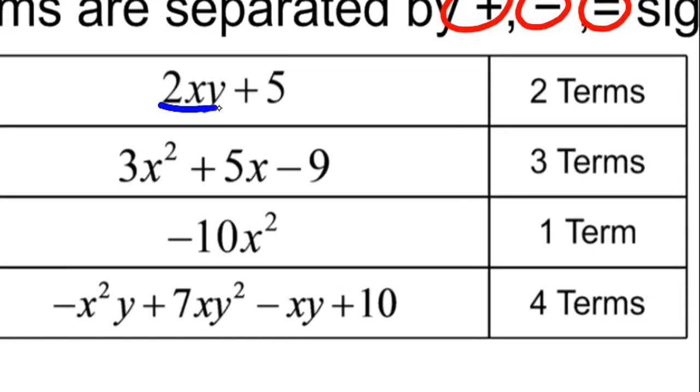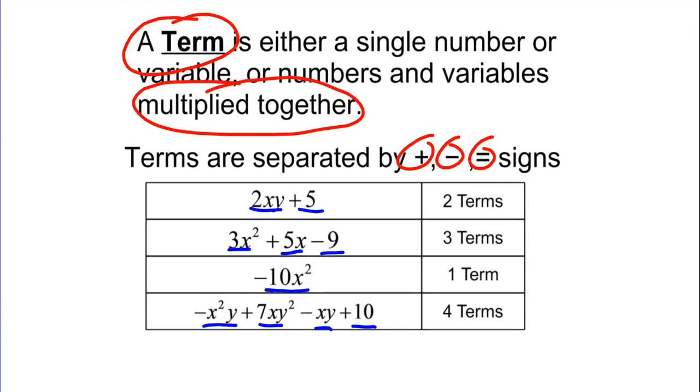This expression right here is two terms because the plus separates the terms. The plus and the minus separate the terms here, so there are three terms. This is only one term because there's no plus or minus. And this last expression is four terms because the pluses and the minus separate the terms into four terms.